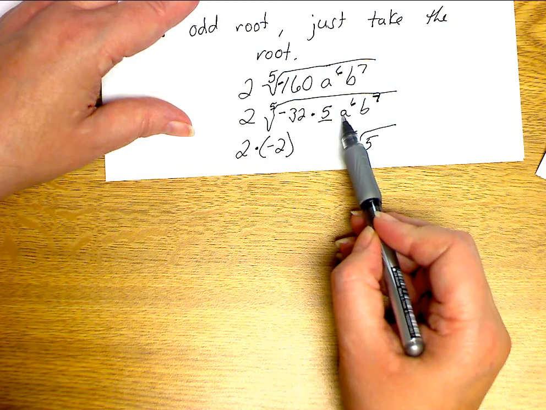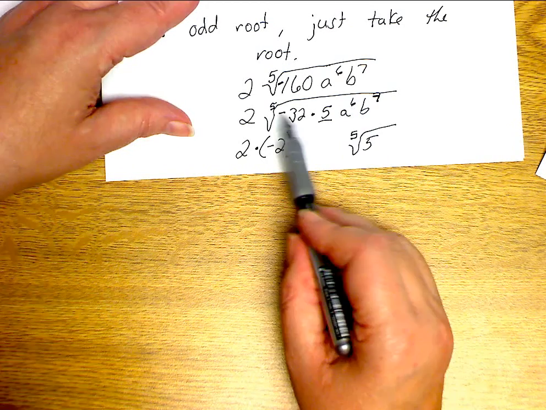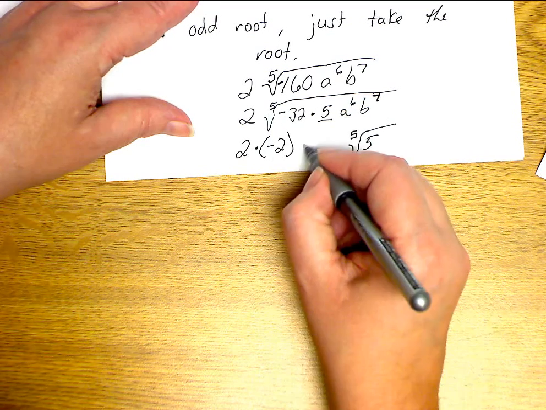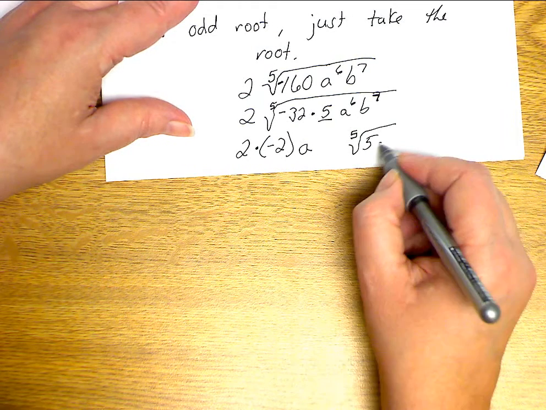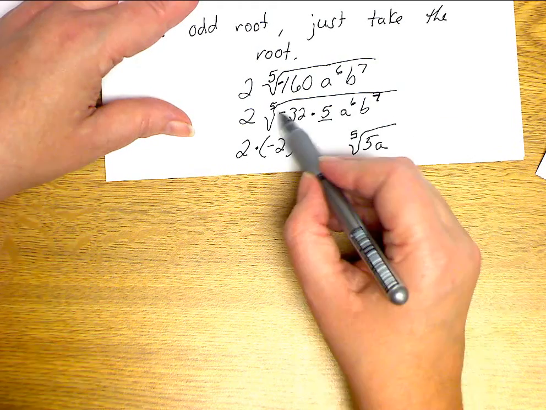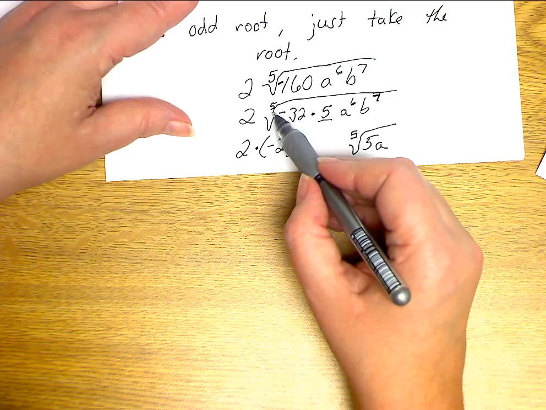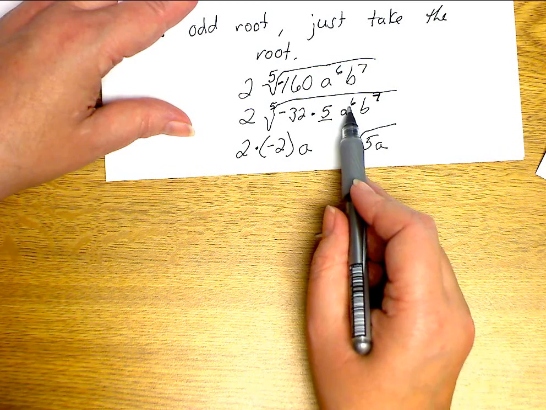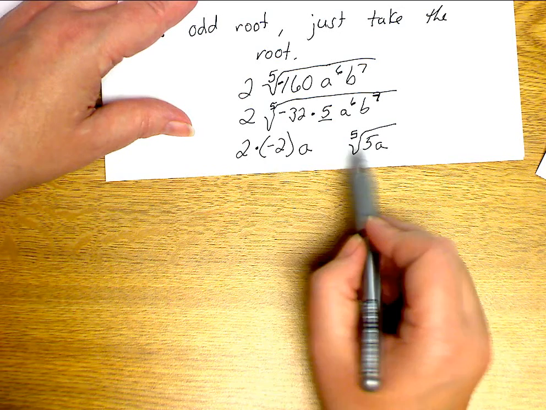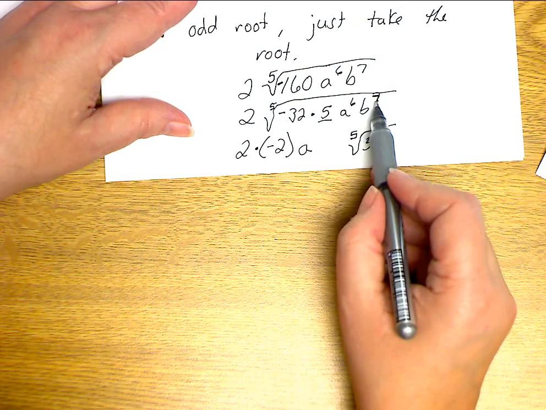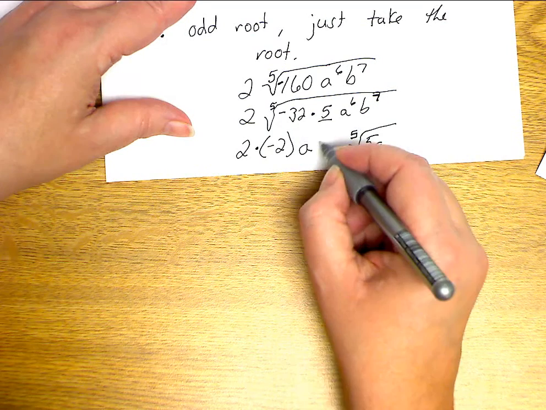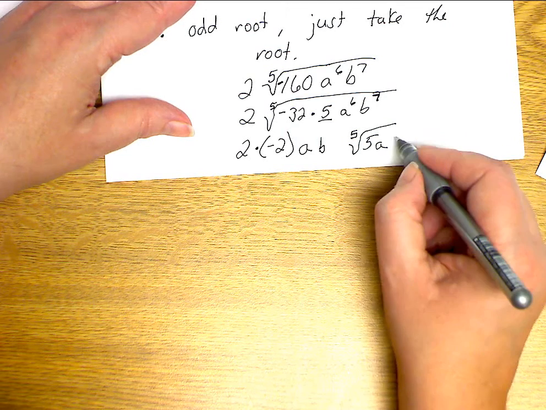We have a to the 6th, and we have to take out 5 of them at a time. So how many can come out? 1. How many left over? 6 divided by 5 is 1, so 1 is coming out. If you have 6 and you took out 5, how many are left over? 1. That's where that is. So b to the 7th, how many are coming out? We can take 1 out. And how many left over? b squared.